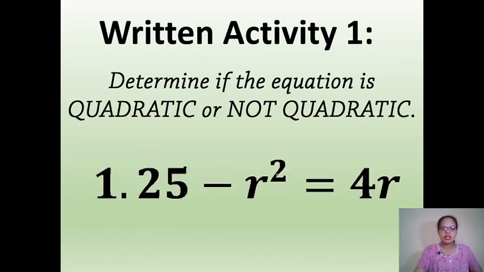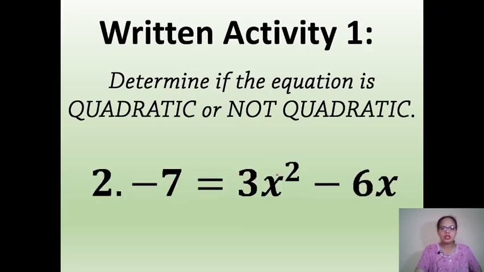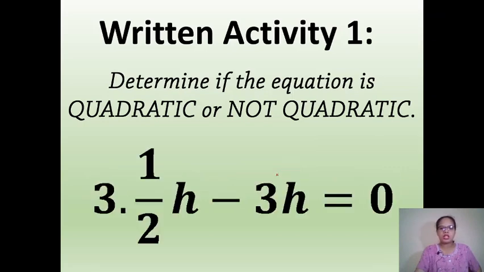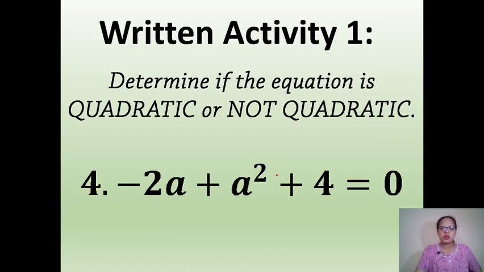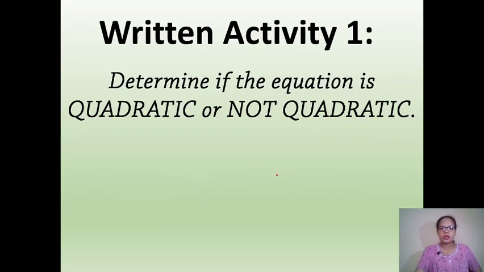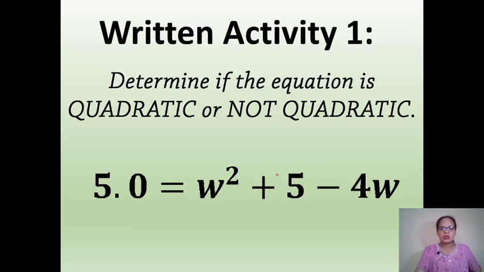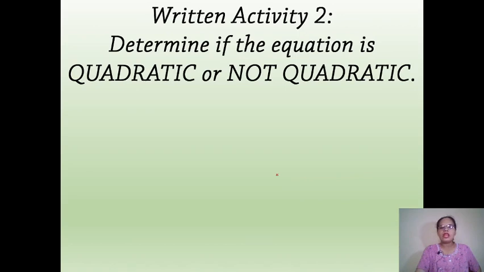Now, if you find the slides too fast, masyadong mabilis, you can always pause the video. So for the first one, 25 minus r squared equals 4. Second, negative 7 equals 3x squared minus 6x. Third, 1/2 h minus 3h equals 0. Fourth, negative 2a plus a squared plus 4 equals 0. And fifth, 0 equals w squared plus 5 minus 4w. So your answer is either quadratic or not quadratic. So pipili lang kayo.